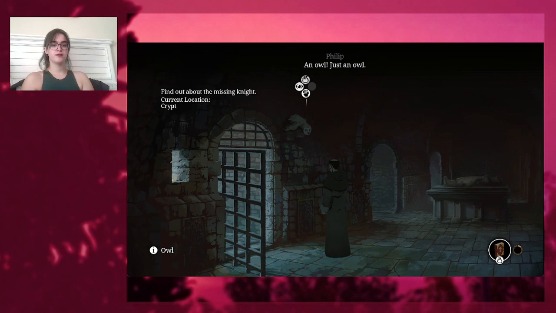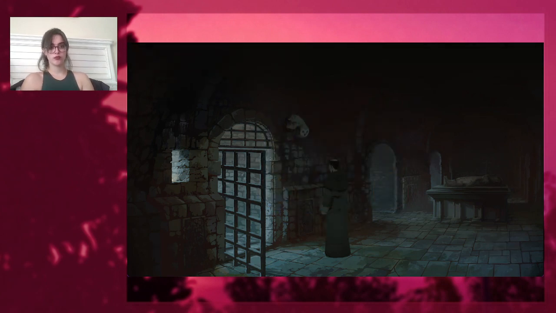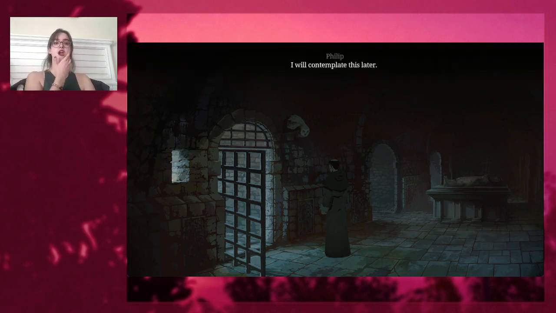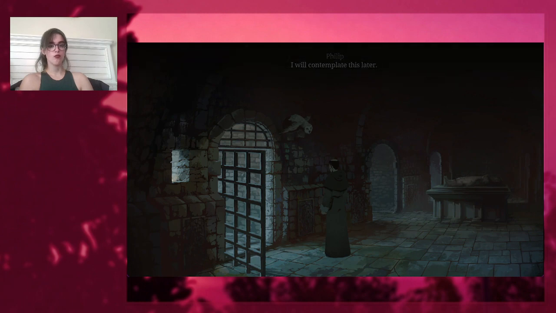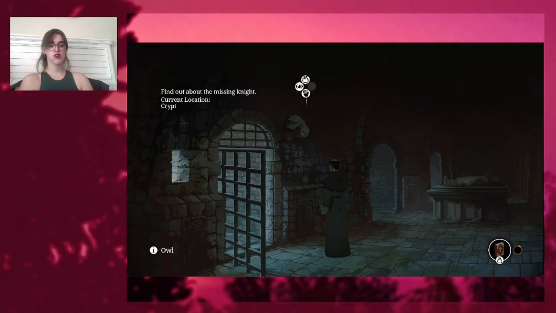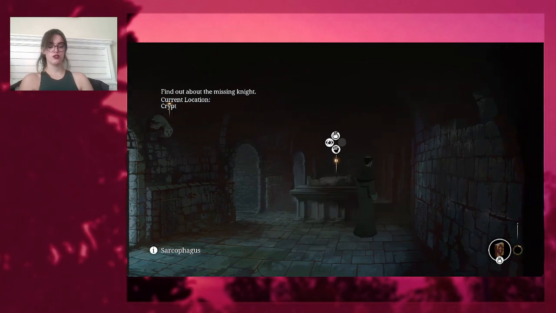Symbols of wisdom. Hey, you want some cheese crumbs? No. Okay. What's my Bible say about owls? I will contemplate this later. Okay, he's gonna keep hissing at us, essentially.